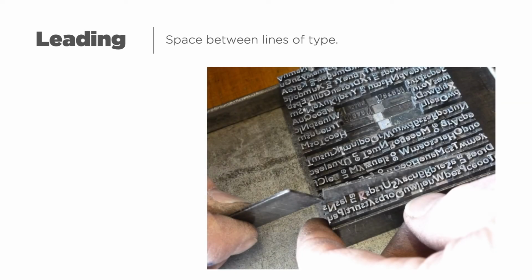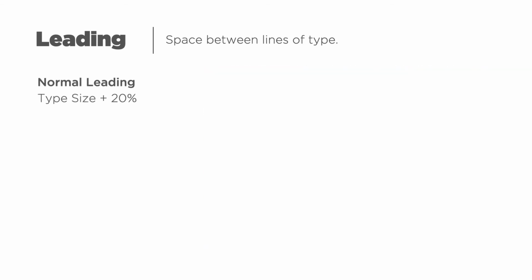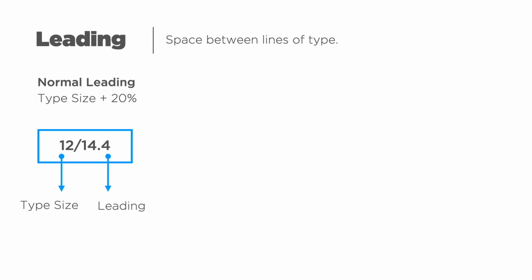Leading is the space between lines of type. The term comes from the pieces of lead inserted between actual lines of metal type. Leading is specified in points. Normal leading is the type size plus 20%. Normal leading is when long body text is most readable. Type size and leading are usually shown as a fraction. Type size first, leading next. This particular notation is read as 12 on 14.4. Note that 14.4 is plus 20% of the 12-point type size.